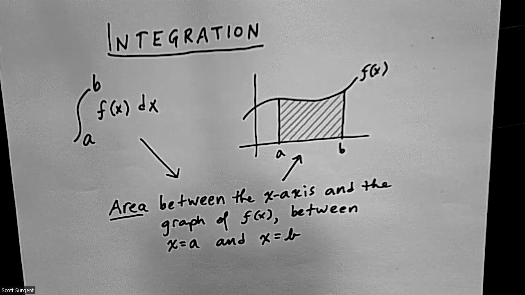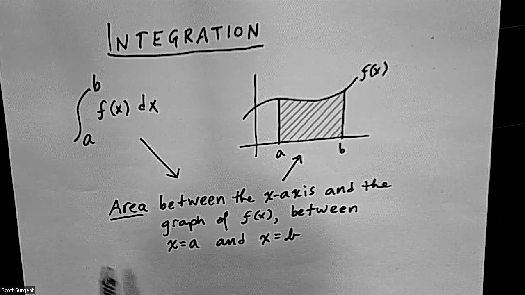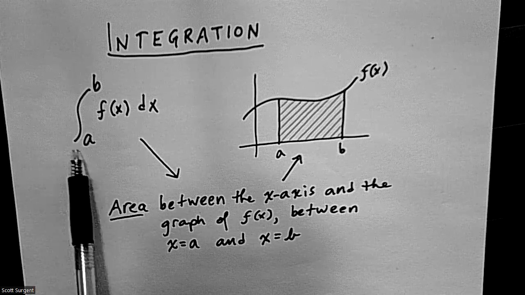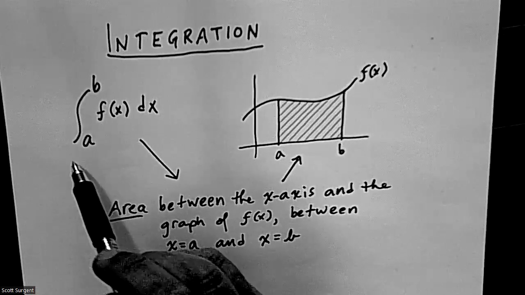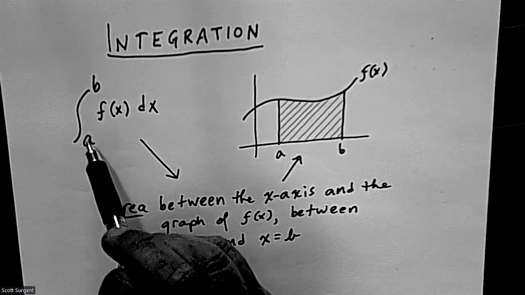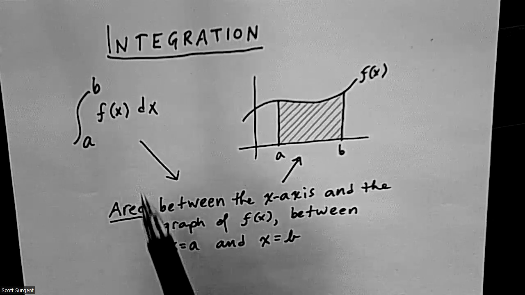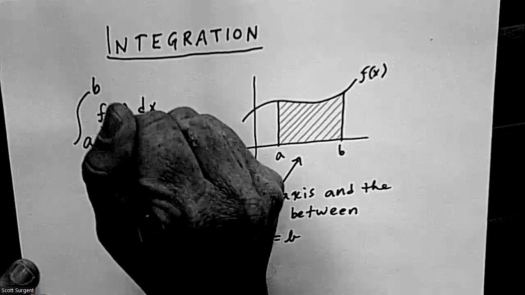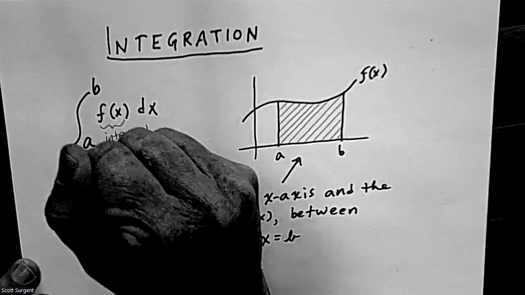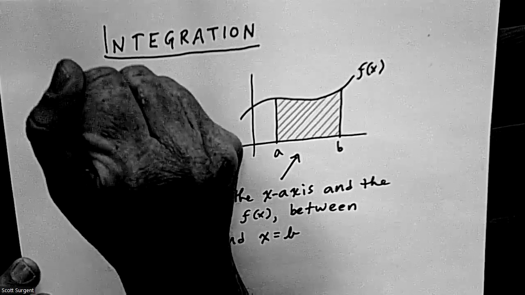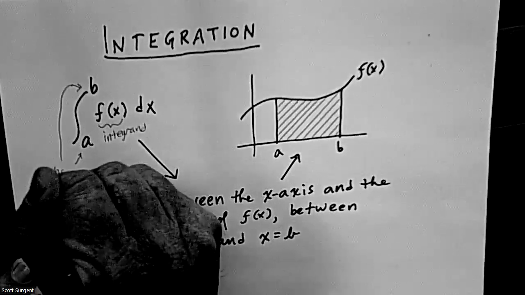Hello. In this lesson, I'm going to explain integration. The first thing you need to know about integration, especially with the symbology, is that when you see this notation here, shown here on the left, it is read as the integral from a to b of the function f of x dx. The function is called the integrand, and the a and the b are the bounds.